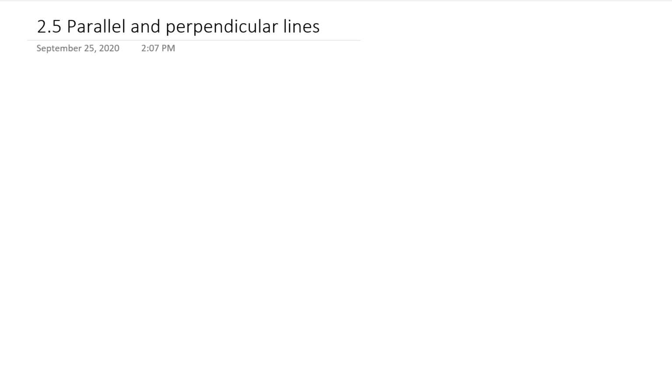In this section, we want to see how parallel lines and perpendicular lines can be described, or how we can observe that we have parallel lines or perpendicular lines by looking at the slope of the lines.